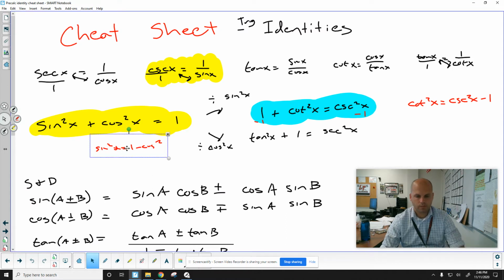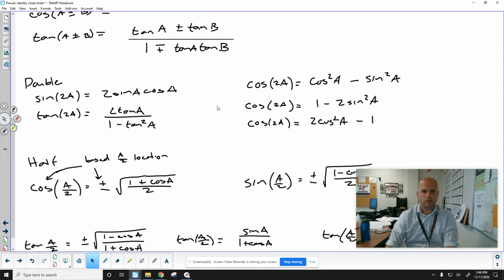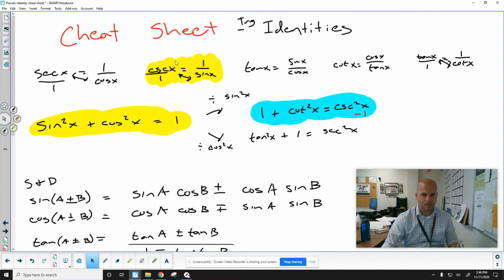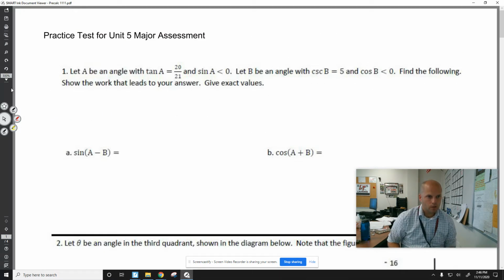Right here. Okay. So like all of these guys. Whew, it's a lot. It's all right, we can handle it. So number one, tan A is 20 over 21, sine A is negative. B is an angle with cosecant of B is 5 and cosine B is negative. Find sine A minus B, cosine A plus B.